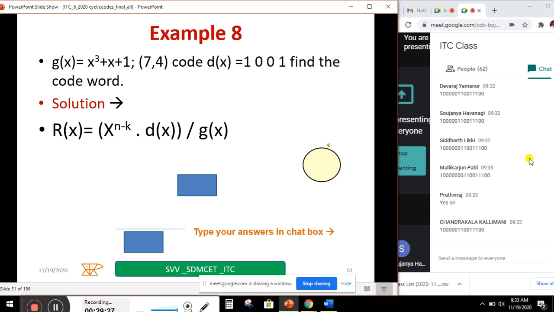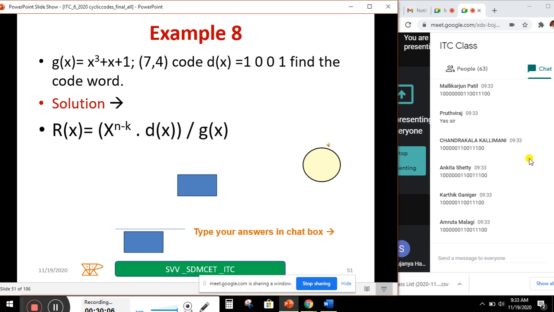Thank you, Prithviraj. Chandrakala got the answer. Karthik Gangir got the answer. Those who have completed can go to example 8. You can find the code word and type 1001. Those who have completed this can go to the next example. I'll let them complete that. Let them find R of X and the code V of X. Let them type the answer.